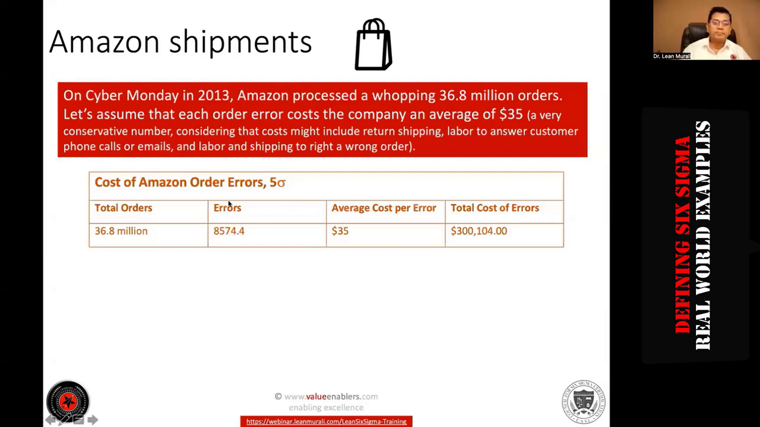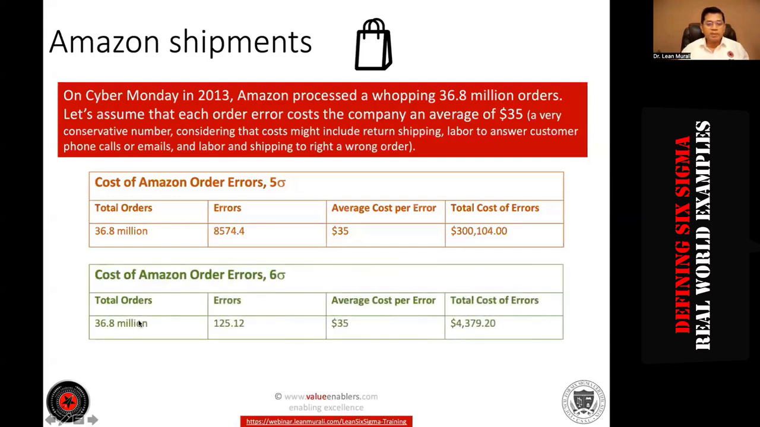Now let's assume that all of you become Six Sigma experts and help Amazon reduce the errors to Six Sigma levels instead of Five Sigma levels. So the errors are just 125, and from 300K it has dropped to just 4K. All of you type wow with a lot of W's in the chat box. And I'm flashing all this just to help you understand how reduction in variation will help you a lot.